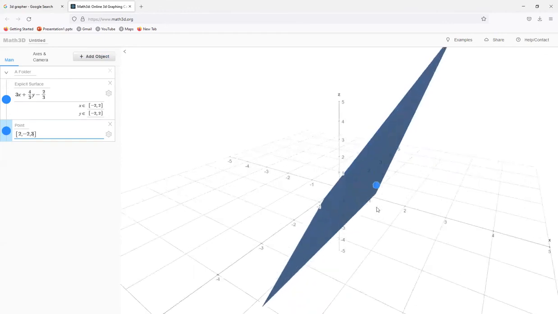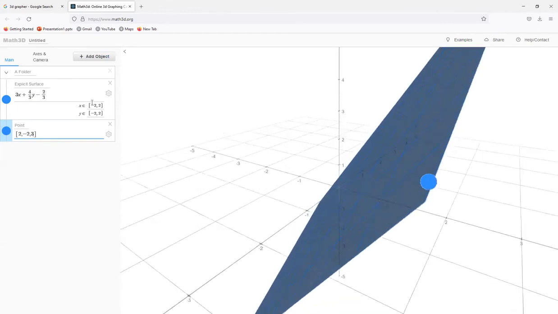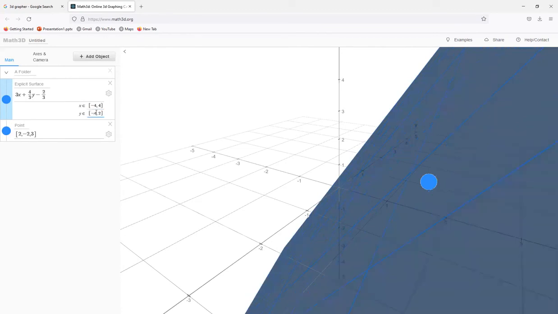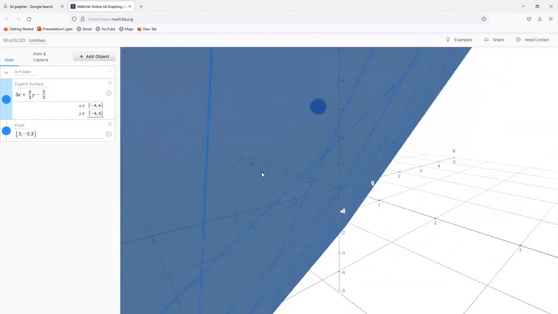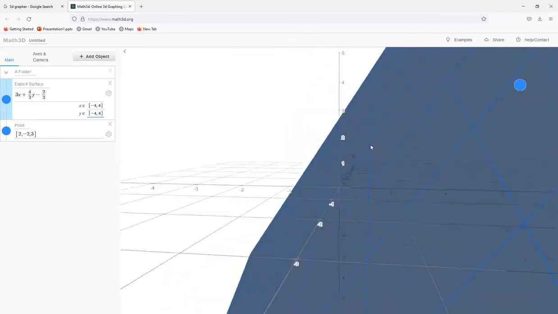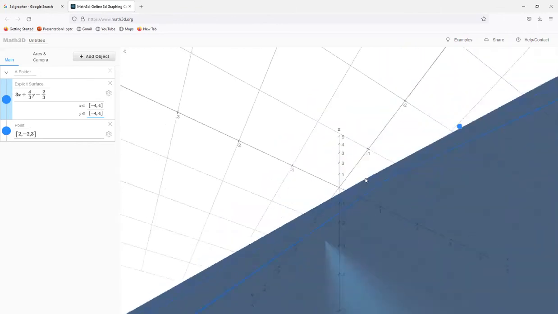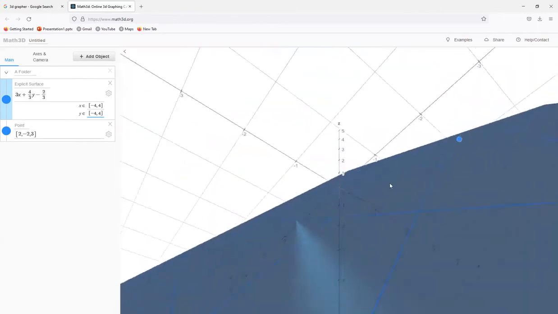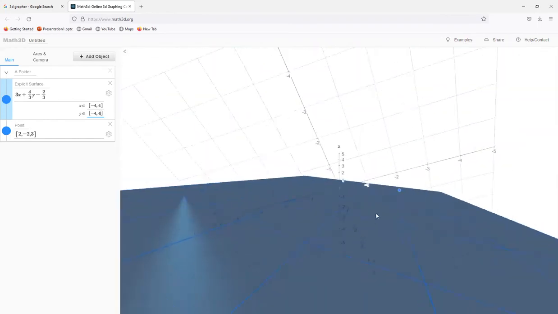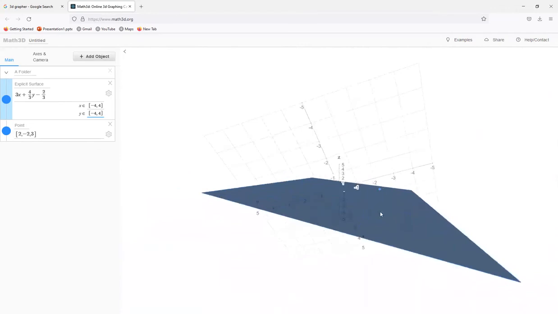Here you have your point. Now let me just increase the dimension here so we get a better visualization of what's going on. This plane continues, everyone. So here you have your point. And this point, you're interested in finding the shortest distance between this plane and this point.